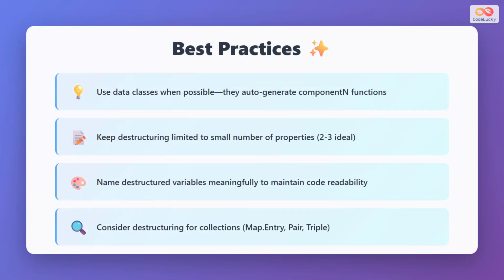Let's wrap up with some best practices. First, use data classes whenever possible since they automatically generate componentN functions, saving you time and reducing boilerplate. Second, limit destructuring to a small number of properties, ideally 2 to 3, to keep your code maintainable. Third, always name your destructured variables meaningfully to maintain code readability and make your intentions clear. Finally, consider using destructuring for built-in collection types like Map.Entry, Pair, and Triple, as they're specifically designed to work well with this feature.